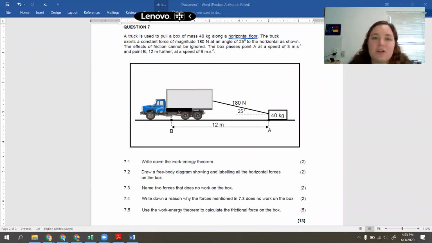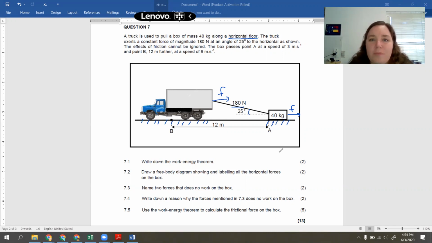The truck exerts a constant force of magnitude 180 newtons, there it is, at an angle of 25 degrees to the horizontal as shown. The effect of friction cannot be ignored, so I'm going to stick a frictional force on both of these. I can stick it technically anywhere just to show that friction exists. Sometimes I also show that friction exists by drawing little cross hatches on the floor. You don't have to do any of these things, but they're little tools that you can use to make sure you don't skip steps.